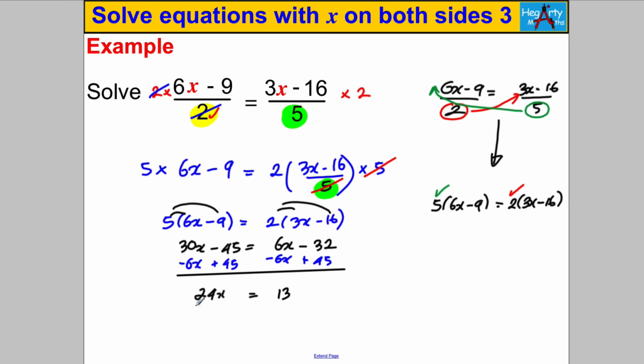I'm finally going to divide both sides by 24, and I've got myself that x is going to equal 13 over 24, and I'm done. Checking it is just as hard as doing all this work. I got the right answer. Just make sure you take your time in these in order to get the right answer, because it's dead hard to check. Okay, last one. Pause the video, have a go.